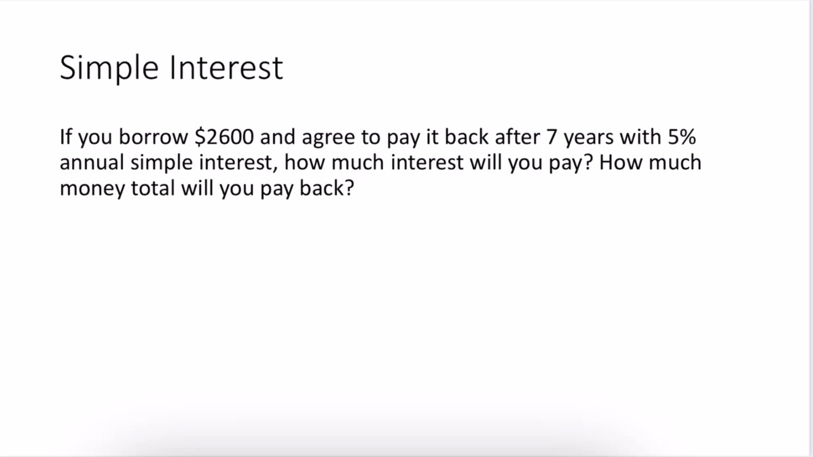So if we look at this example, it says that we are borrowing $2,600 and we agree to pay it back after 7 years with 5% annual simple interest, and we want to look at how much interest we'll pay as well as how much money total we'll have to pay back. Well, because we're paying 5% annual simple interest, and the word annual means every year, because we're paying 5% every year for 7 years, that means the total amount of interest that we'll end up paying is 35% of the amount that we borrowed.